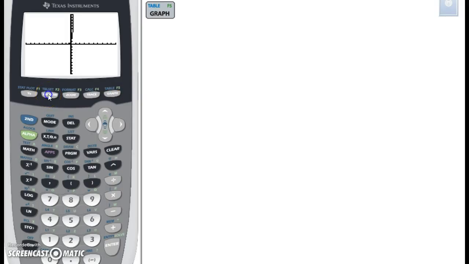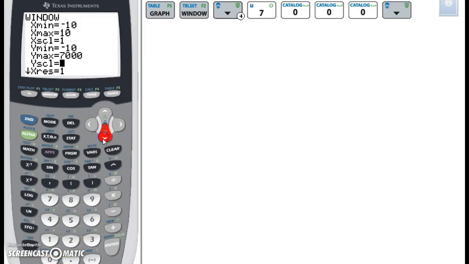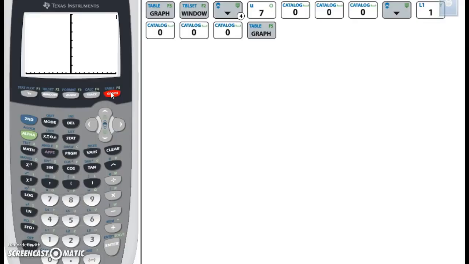So if we look at the window, and remember we said y was 6,000. So y maximum is going to have to be something a little bit bigger than that on my window. If I put in like 7,000, and I'm going to count by 1,000 on my y-axis. And I'm going to hit the graph and see if that helps me at all. Okay, so there, I can see the intersection point now.